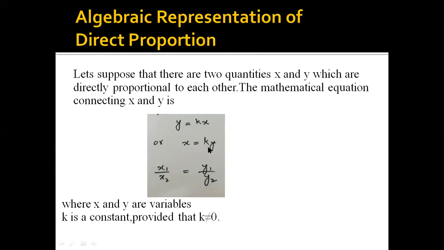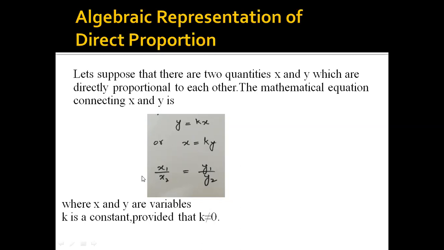What happens when k is equal to 0? When we put k = 0 in any of the above equations, y = kx or x = ky, the value of the variable y or x becomes 0, which is a very big limitation over here. So the value of k cannot be equal to 0.